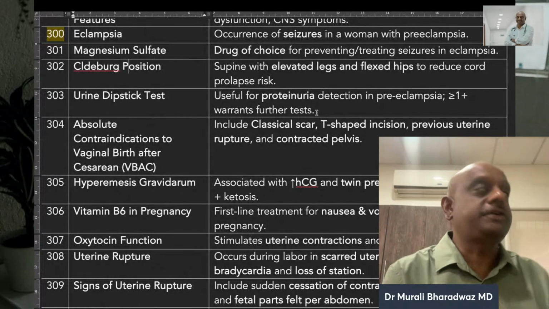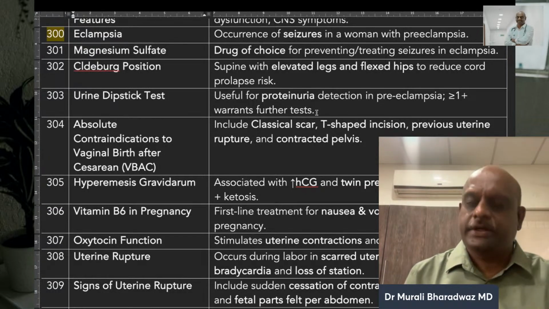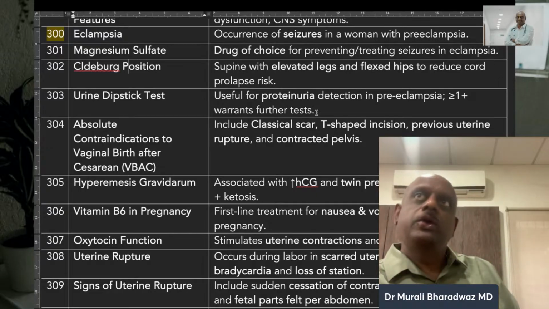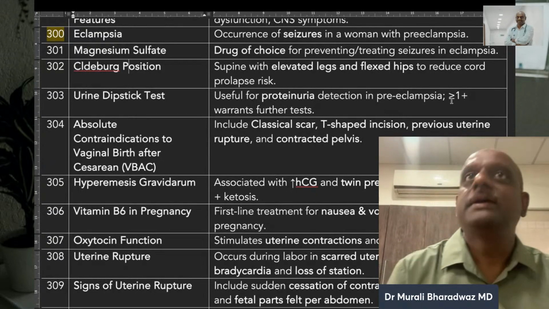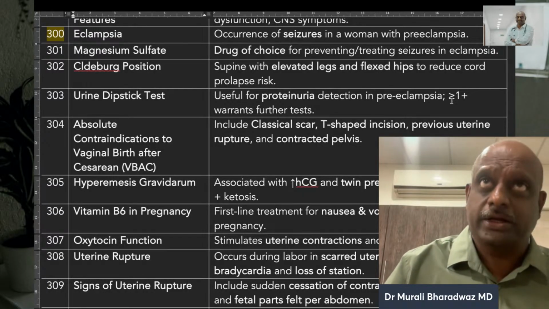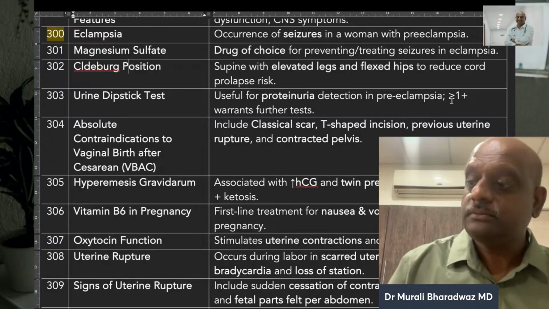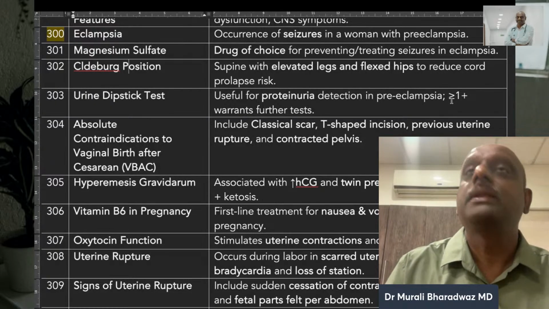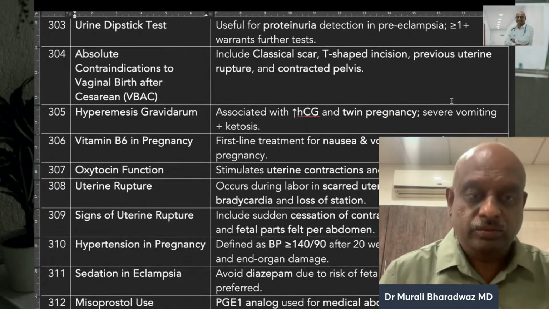Obstetrics and gynecology. What is the importance of the urinary dipstick? Preeclampsia, eclampsia, everything is decided by urine examination. When the proteinuria is more than 1 plus, it warrants further testing. That's the reason any hypertensive woman who comes into an obstetrical room is tested for urinary protein levels in order to detect preeclampsia, right?